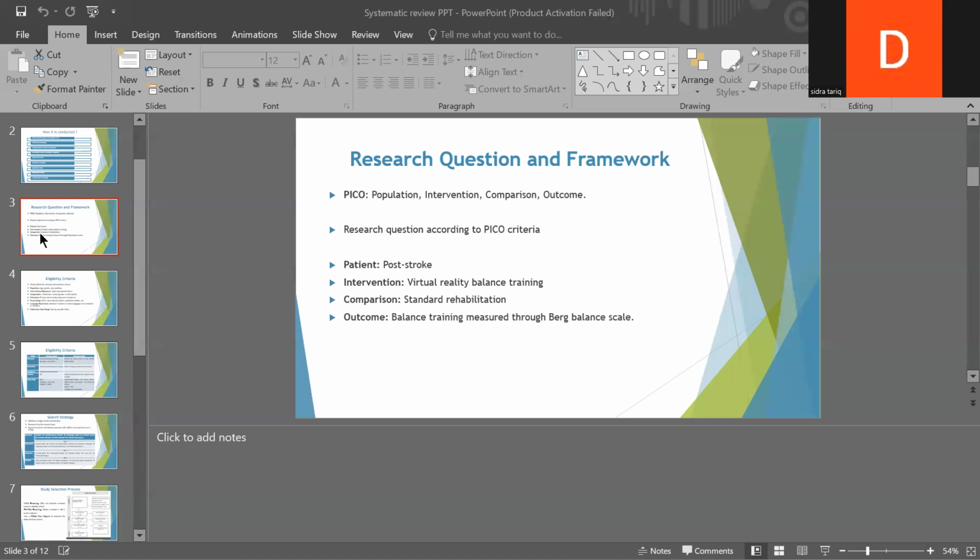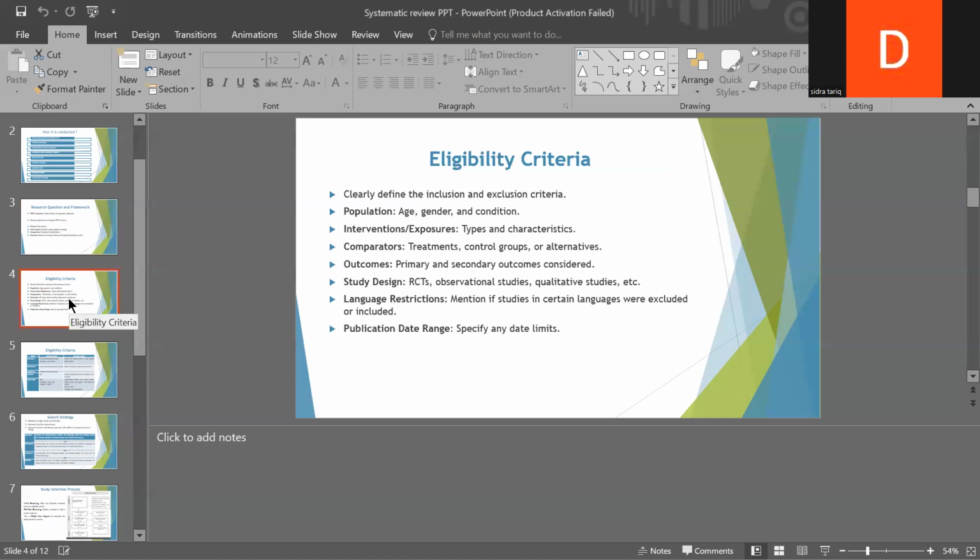So, as the research question is formulated, our next step is to determine the eligibility criteria of the review. Eligibility criteria is basically the standard for determining the inclusion and exclusion of studies with respect to their specific parameters within the review. For the eligibility criteria, we need to define the characteristics of the population in terms of age, gender, and stage of the condition. We also need to look into the intervention and comparison groups with respect to the type of interventions used. We need to look for the primary and secondary outcomes, if any.